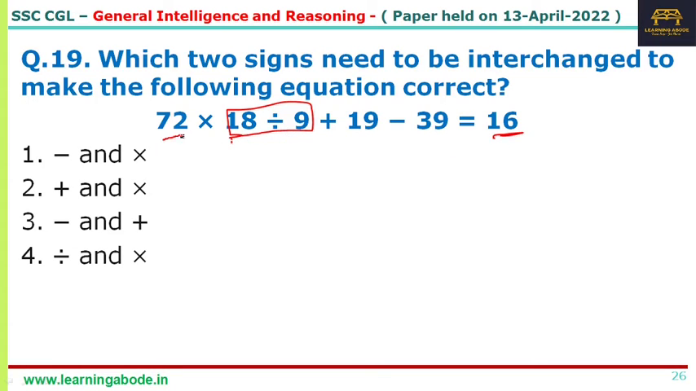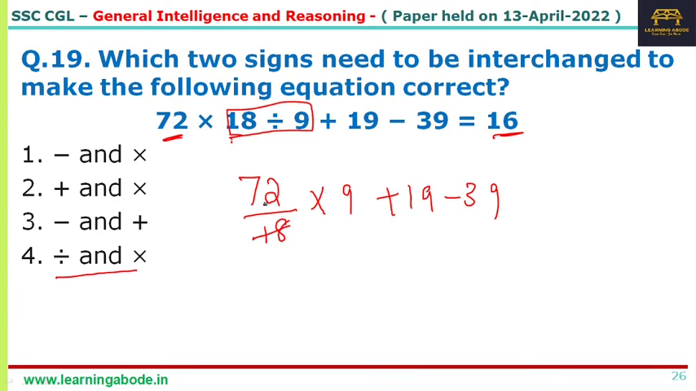And here you have 72, so just try to exchange. And here again in the answer choice also, division and multiplication are exchanged. Just for a trial, you just try to do this. 72 divided by 18 multiply by 9 and then plus 19 and minus 39, leave it as it is. Now 18, 72 is 4 times. Now we have to follow the BODMAS rule, which stands for bracket first, then of, then division, multiplication, addition, subtraction.